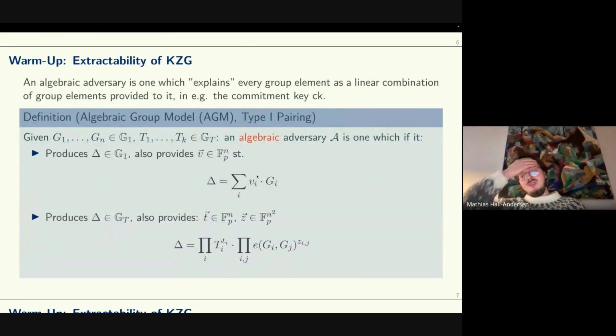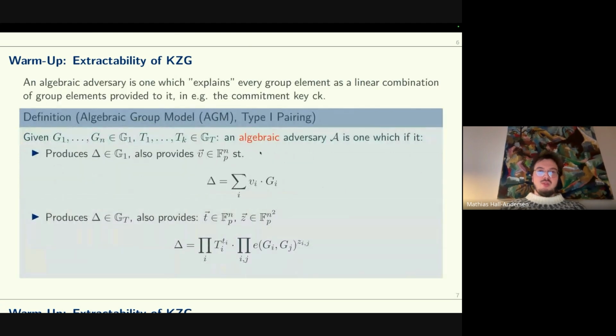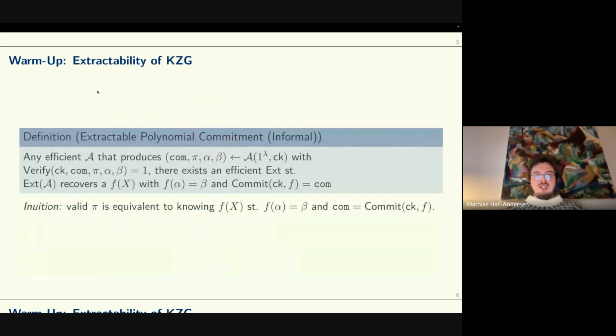Okay. So we want to prove this notion. Unfortunately, regular falsifiable assumptions won't do. So what we're going to do is introduce a model called the algebraic group model, which basically says that we restrict the class of adversaries. Here I said every efficient adversary, that means some adversary that runs in probabilistic polynomial time in the security parameter.